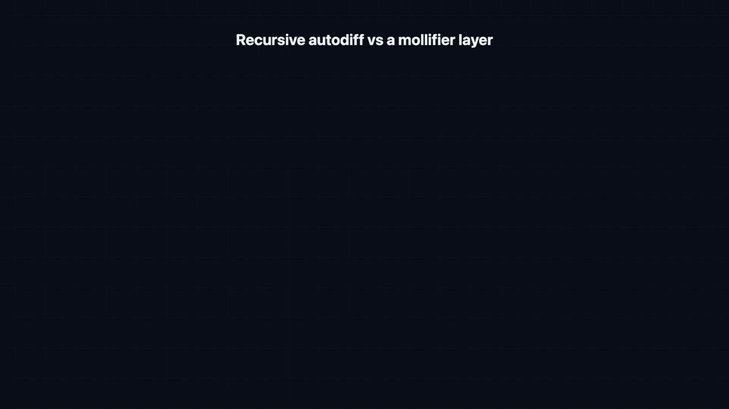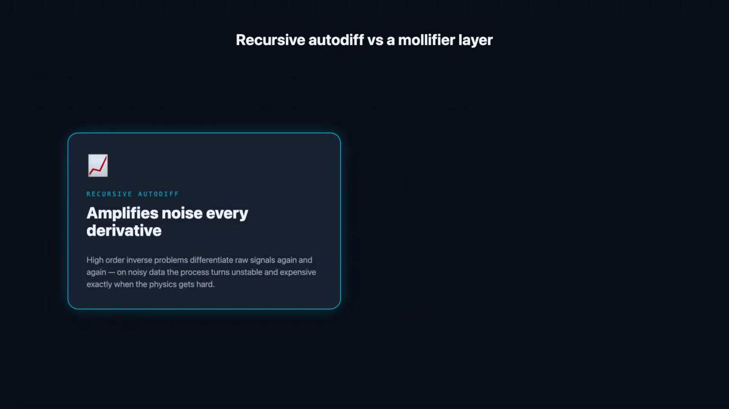First, let's see the gap this technique is built to close. These networks lean on automatic differentiation to compute the derivatives that physics demands. For a high-order inverse problem, that means differentiating recursively again and again. On clean math, it works fine, but real measurements carry noise, and each pass of differentiation amplifies that noise further. The Penn team found the whole process turns unstable and computationally expensive exactly when the physics gets hard.